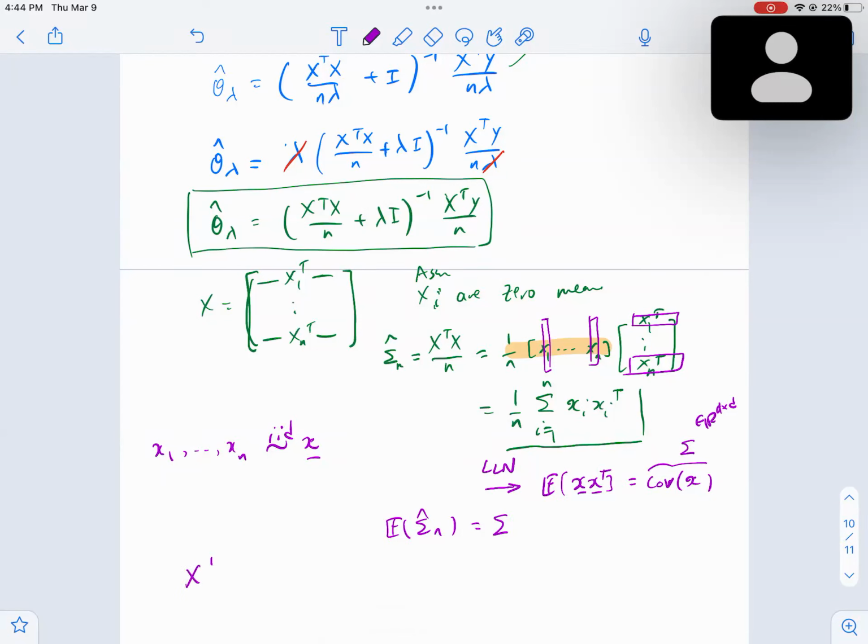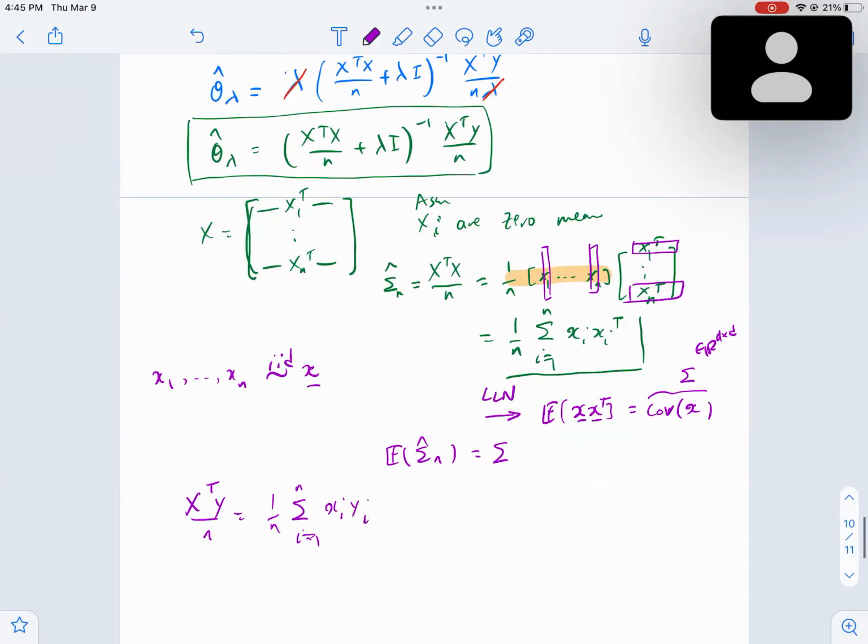Similarly, this X transpose Y is 1 over n summation of Xi Yi, and this is really like a cross covariance. It converges to the expectation of XY, which is a vector, since X is a vector and Y is a scalar, so this is in R^d. This tells you something about the covariance of the response with each of the features.